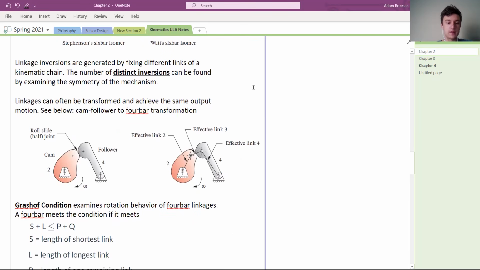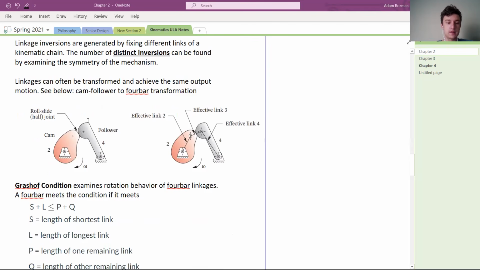And then they also talk about transformation. So with a lot of mechanisms, you can achieve the same motion in different ways. So this is a cam follower. It'll give the follower basically different range of motion depending on the rotation of the cam. But you can also achieve basically the same motion just with a 4-bar linkage.